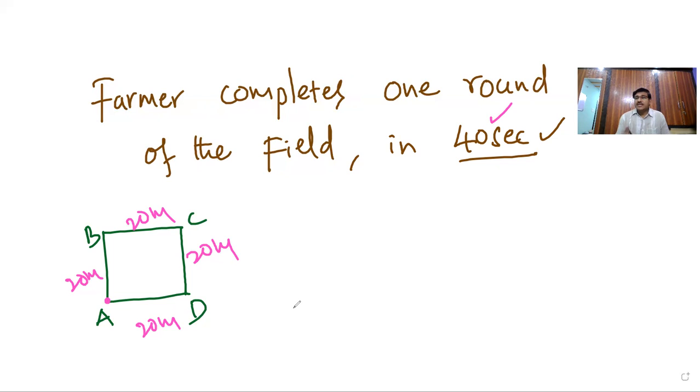But displacement is asked after how many seconds? 140 seconds, 2 minutes 20 seconds. So in 40 seconds, how many rounds is he completing? In 40 seconds, he is completing one round.